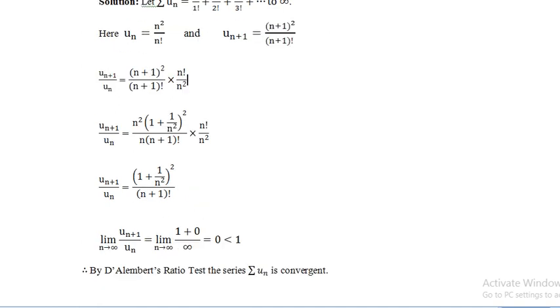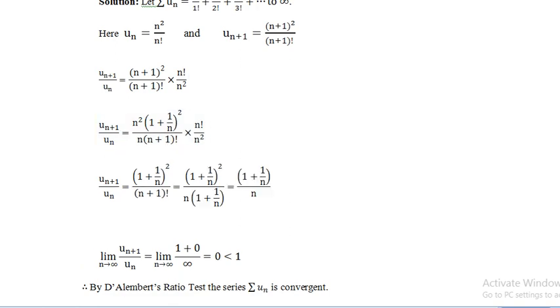Suppose we take n as common in the denominator, so it becomes n into bracket 1 plus 1 divided by n. So we express this term as 1 plus 1 by n whole square, and again express the denominator term: after taking n as common, the denominator becomes n into bracket 1 plus 1 by n. So 1 plus 1 by n square over 1 plus 1 by n. One of the terms will cancel in numerator and denominator, so the remaining terms are 1 plus 1 by n divided by n.